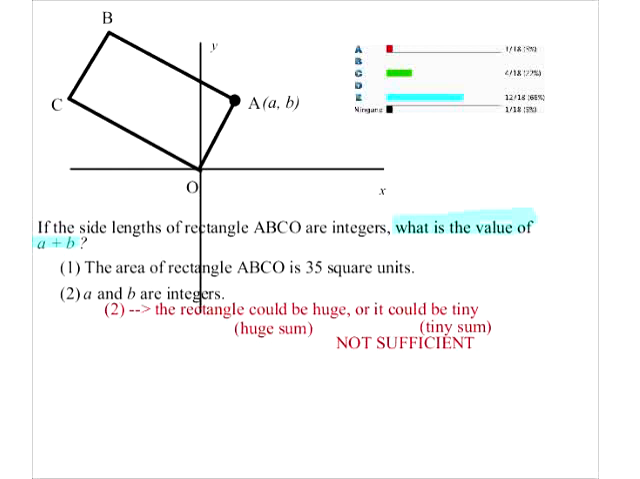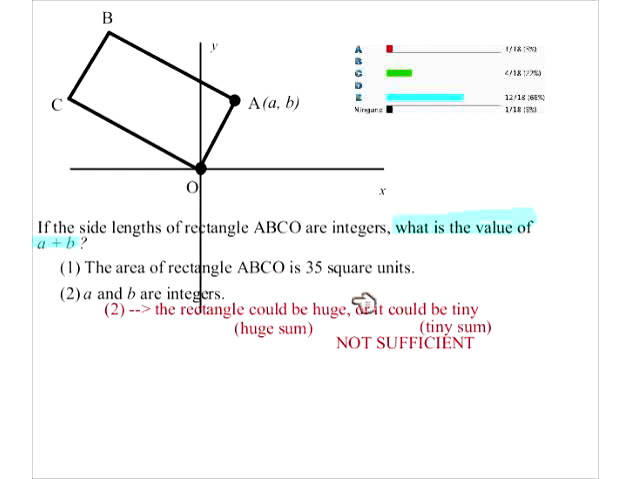Okay. What about statement 1? The area of rectangle ABCO is, by the way, O is the origin. If you see O in a problem, O is always the origin. They do tell you that in the Official Guide, and in the intro to GMAT prep. O cannot be a point other than the origin. So, all right.